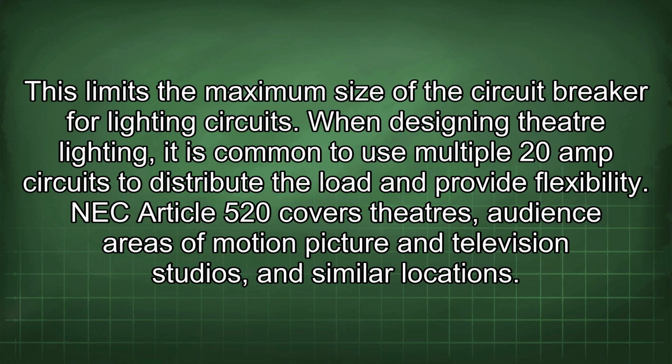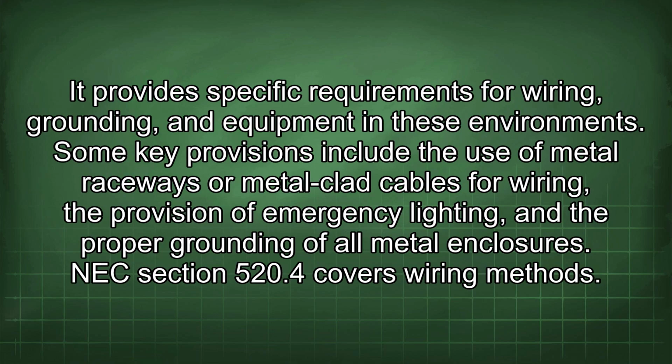NEC Article 520 covers theatres, audience areas of motion picture and television studios, and similar locations. It provides specific requirements for wiring, grounding, and equipment in these environments. Some key provisions include the use of metal raceways or metal-clad cables for wiring, the provision of emergency lighting, and the proper grounding of all metal enclosures.